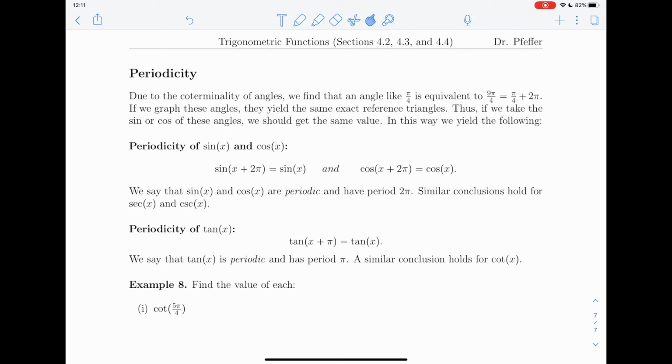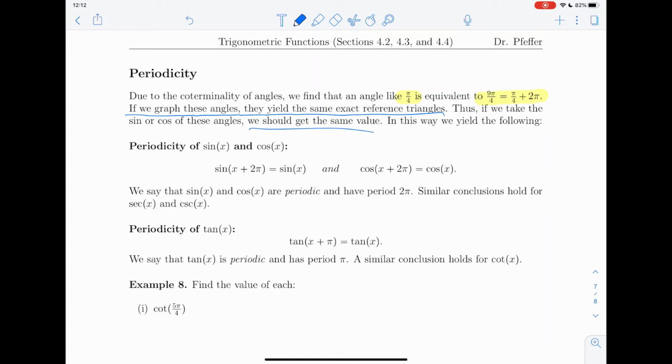Last lesson, we talked about coterminality. We said, for example, that if I take pi over 4 and I add 2 pi to it, therefore, pi over 4 is coterminal to 9 pi over 4. The reason why coterminality exists, of course, is that if you were to graph those angles, you get the same reference triangles. But if you get the same reference triangles, then of course, if you take the sine or cosine or tangent of those angles, you should get the same value.